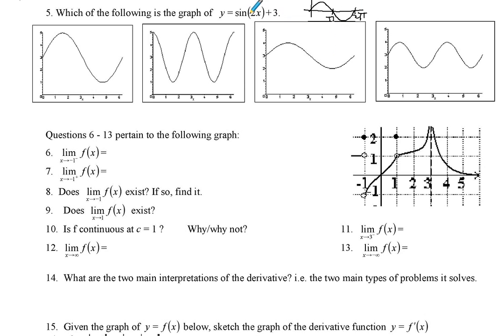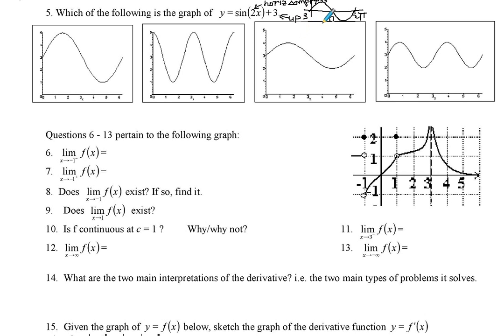So remember that if we multiply by a number bigger than 1 on the inside, then that compresses it. Okay, so this is a horizontal compression. So it's half as wide. So instead of one cycle in 0 to 2 pi, it's going to do one cycle in 0 to pi. And then the plus 3 is going to be up 3 units.